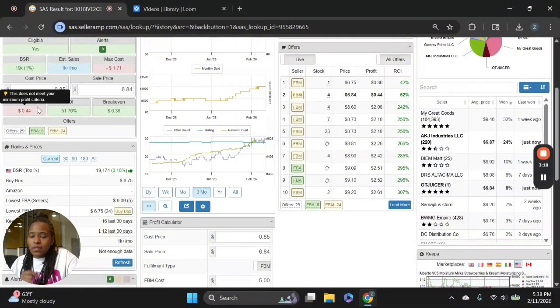So right here is profit. This means this is how much we are making per unit we sell. So each unit we sell, we're making 44 cents. And that's what profit means.